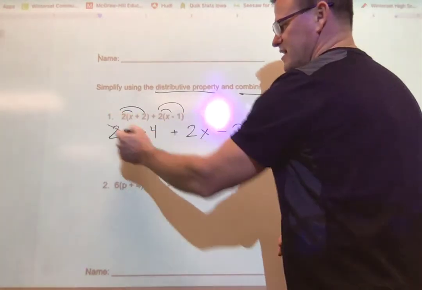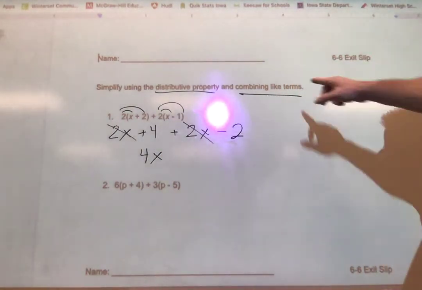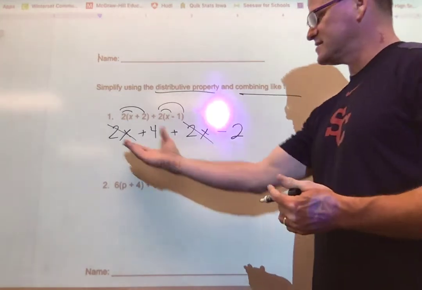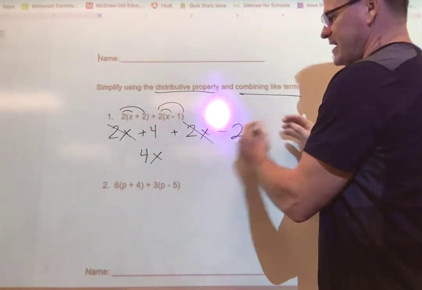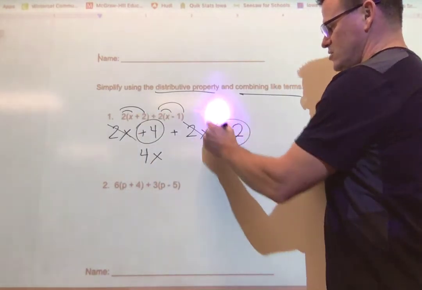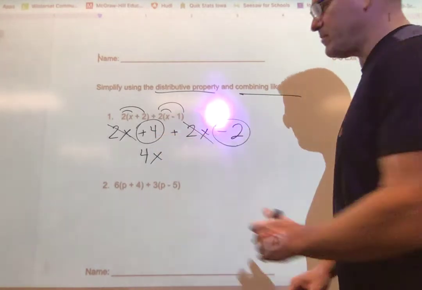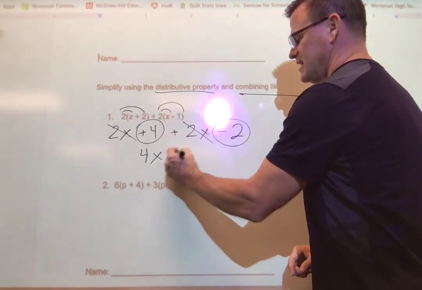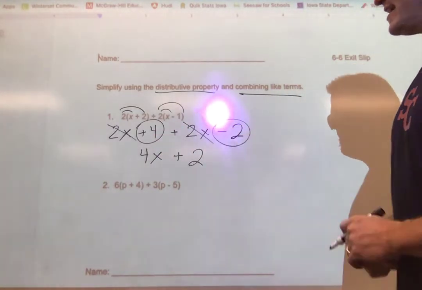So I like to cross it out because I've already combined those. I'm done with that. I've combined like terms. I now have 4 x's. It's a little simpler form than having 2x twice. And now I can combine the numbers. So I've got a positive 4 take away 2. 4 minus 2 is a positive 2. I have more positives, so I have 4x plus 2. And now I've combined that positive 4 and that negative 2.